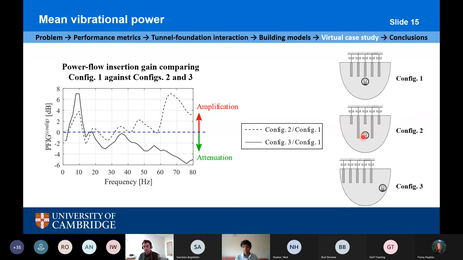And this, we believe, is due to the soil-structure interaction when we have piles that are relatively close to the tunnel, and also because the piles are around the same depth as the tunnel itself. This causes the amplification. Whereas when we move the tunnel foundation further away, we get attenuation, as we see in configuration three.